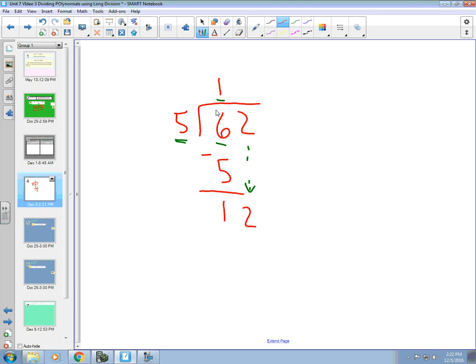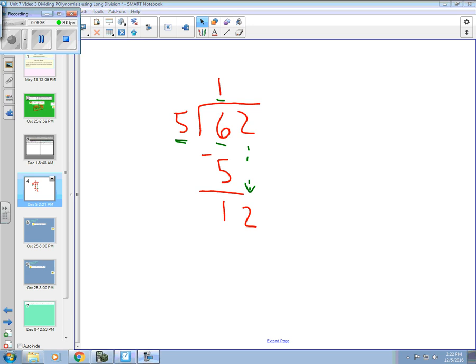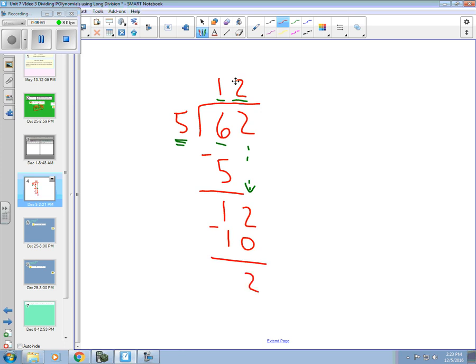So then you said, well, how many times does 5 go into 12? 5 goes into 12 2 times. So we'd write a 2 up here because it goes in twice. We repeat. Now we want to take 2 times 5 and we get 10. We subtract that and get 2.